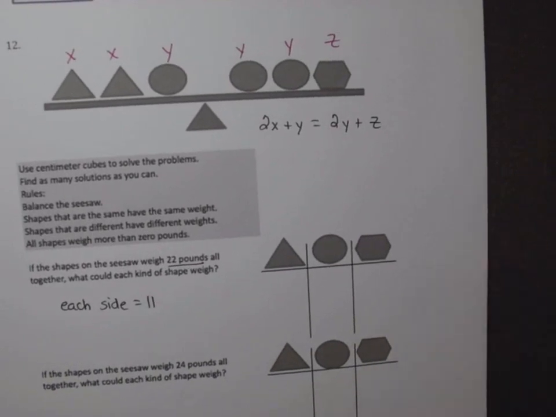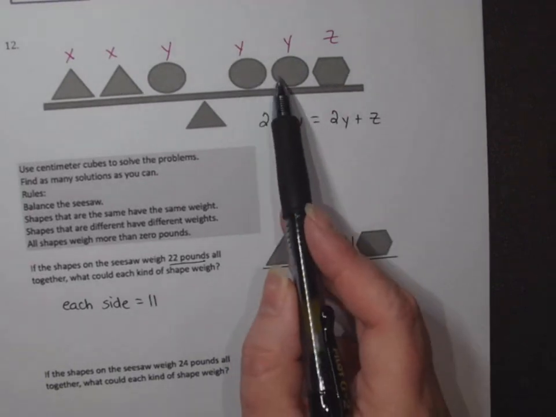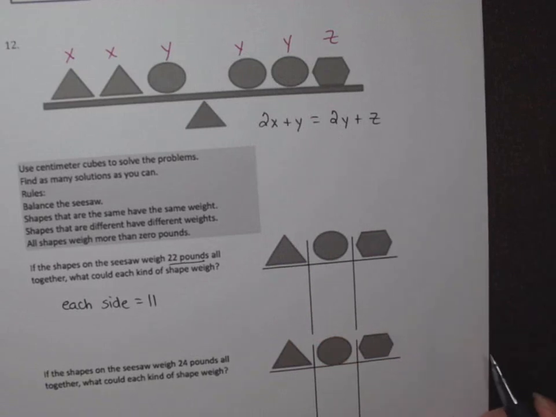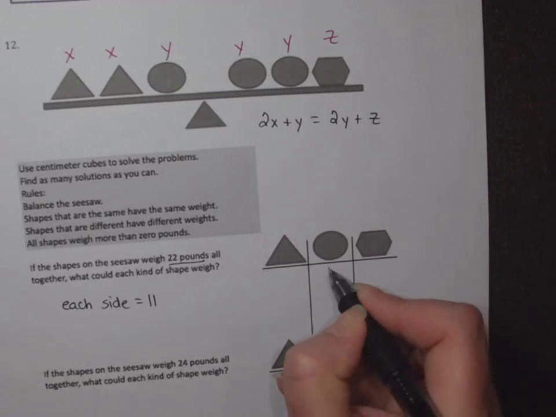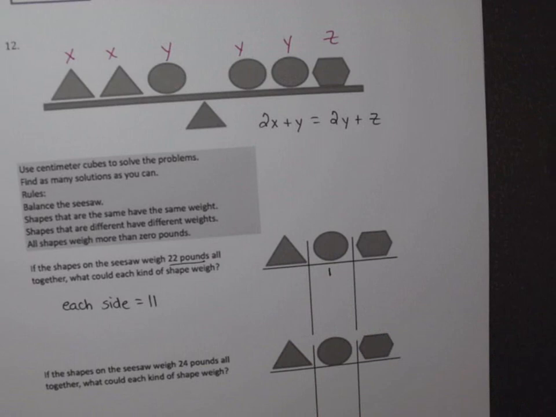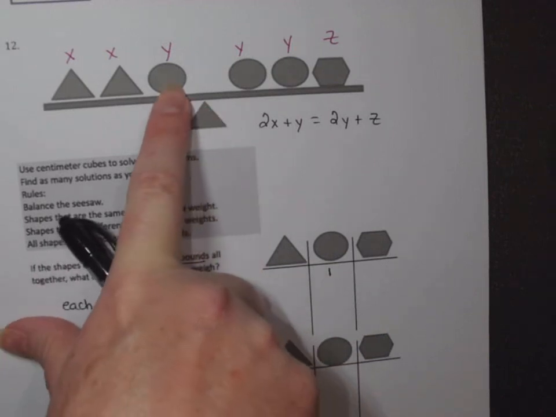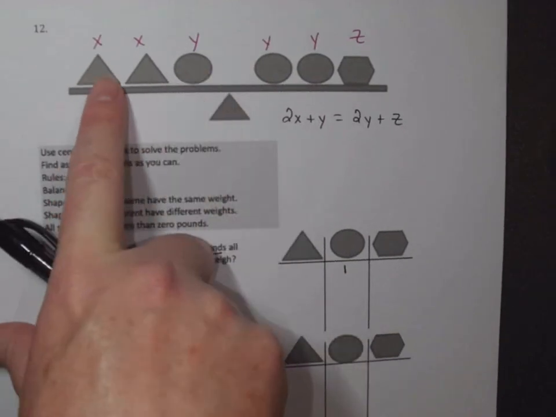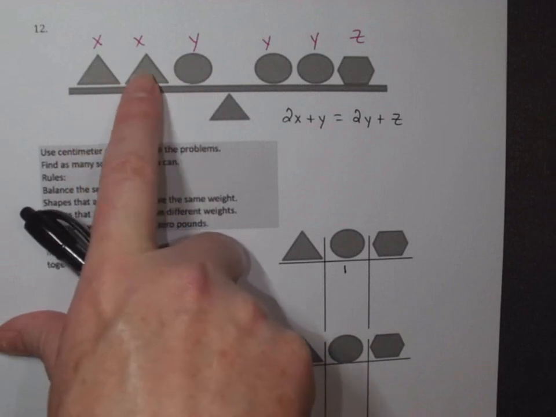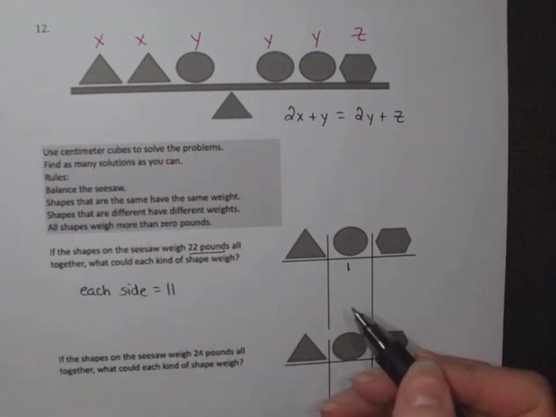Okay, so let's see if we can work with that. I'm going to start off with maybe the circle. That's where I'm going to start working. I'm going to treat that as my independent variable. So let's say that the circle was worth 1. If the circle's worth 1, then this side has to be 11. Then that means these two have to be 10 together, which means each of them are 5.